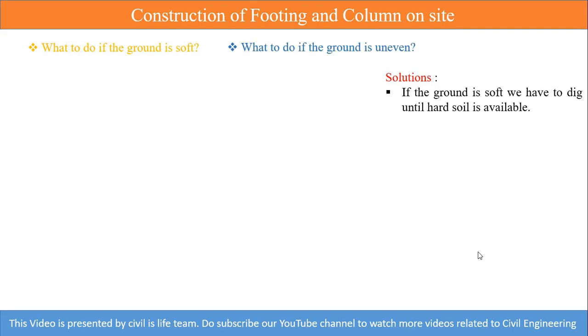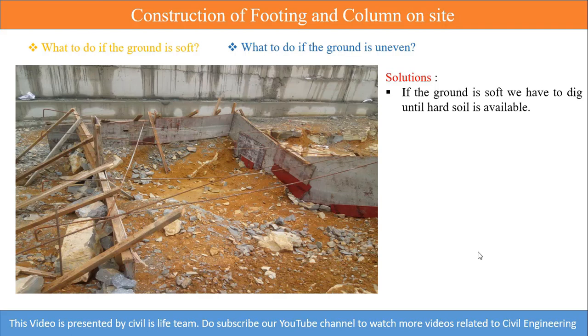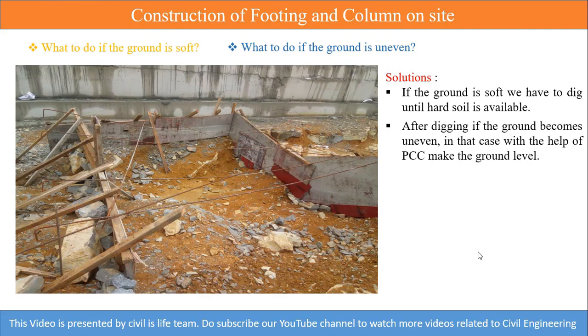The next is what to do if the ground is uneven. If this is the case, then what to do? That is, with the help of the PCC. You might have studied different types of concretes in your engineering. Out of those, PCC is one of the cheapest ones, and we use that for less important works, like for making a bed. So with the help of the PCC, we have to make a bed so that the ground will become level.